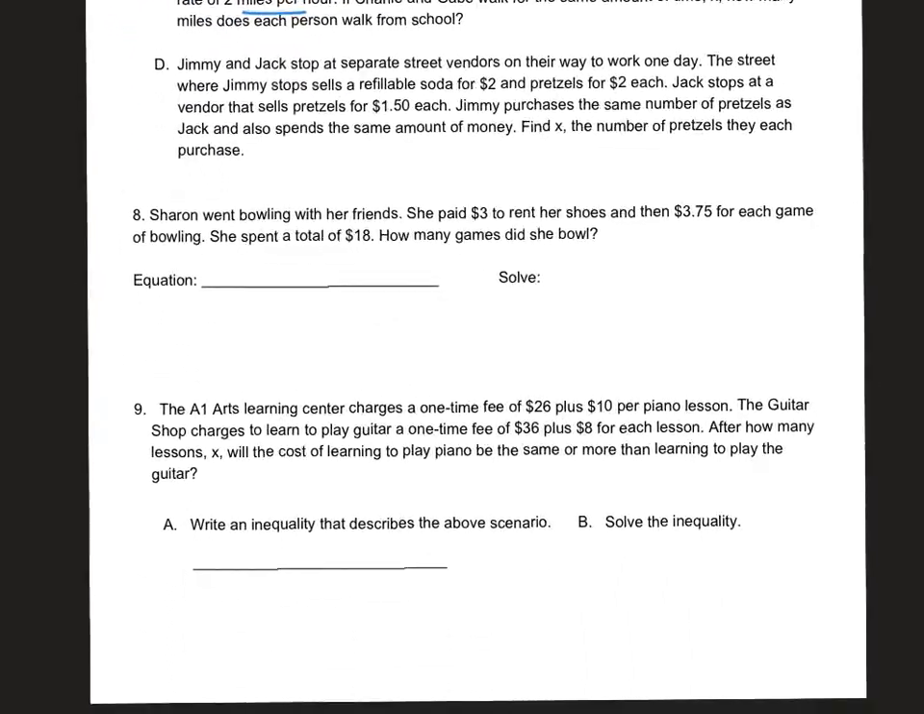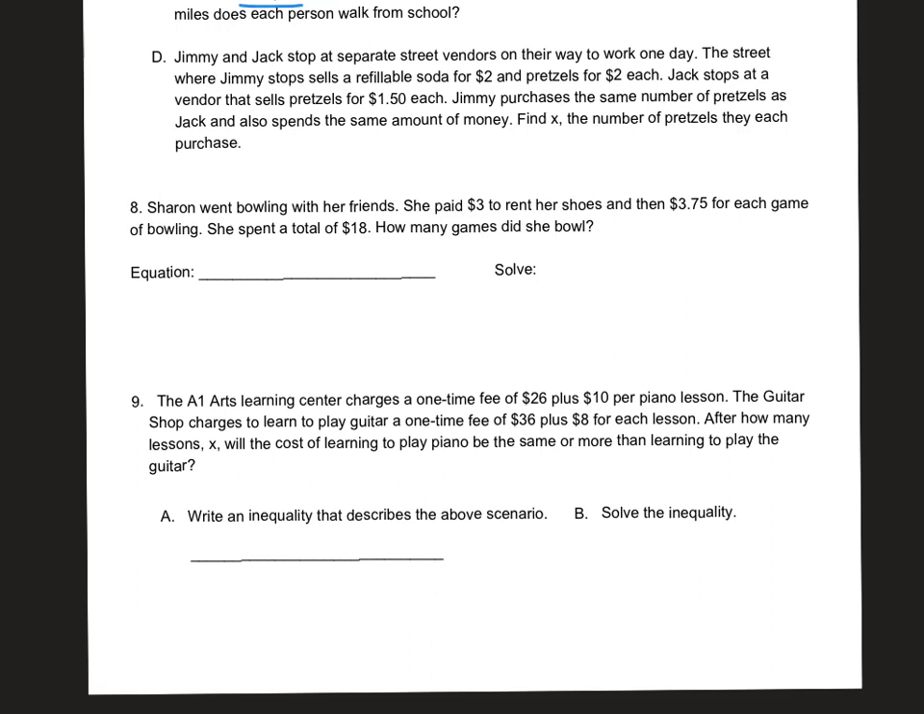Let's go ahead now and look at problem number 8. Sharon went bowling with her friends. She paid $3 to rent her shoes, and then $3.75 for each of the games of bowling. They've given me the total that was spent, 18. How many games did she bowl? So there's my constant rate of change. So $3.75 for each game, plus $3 to rent her shoes, and she spent a total of $18.